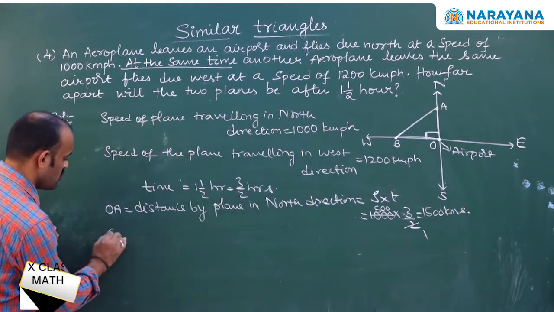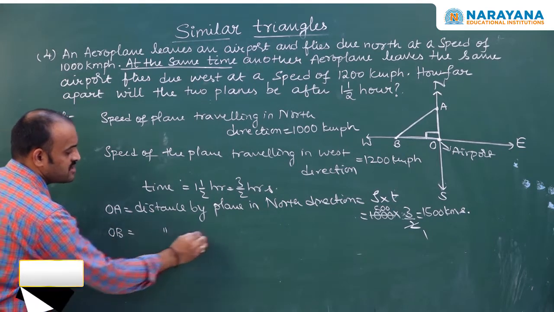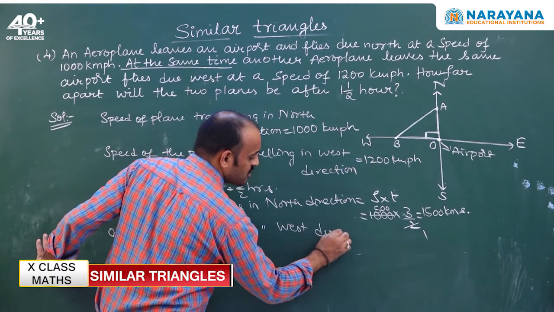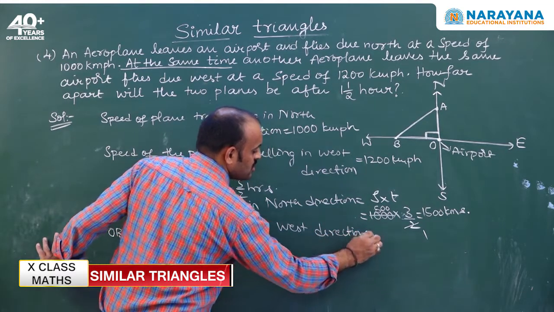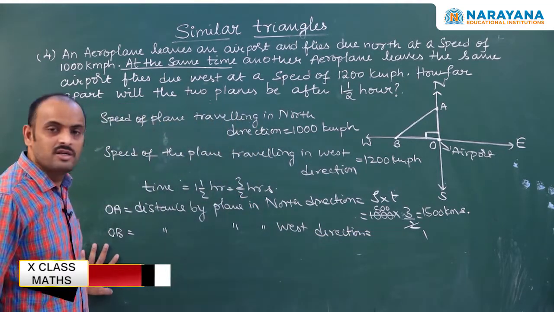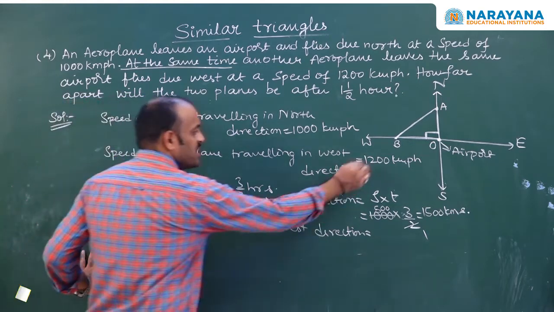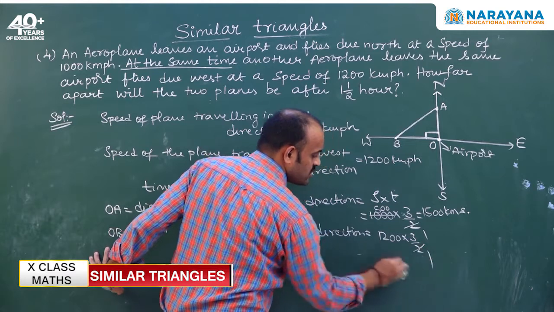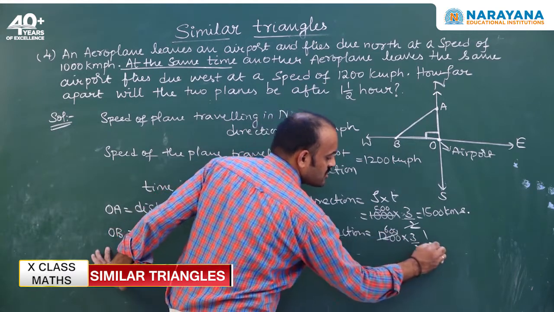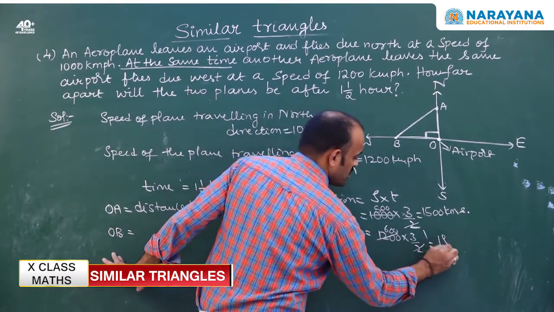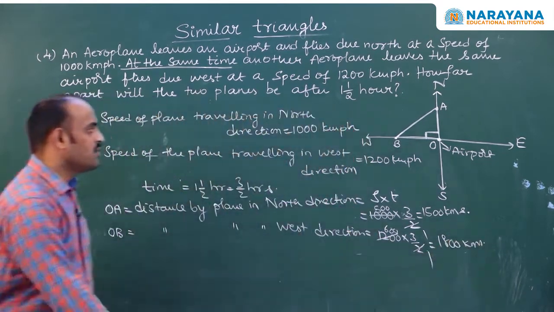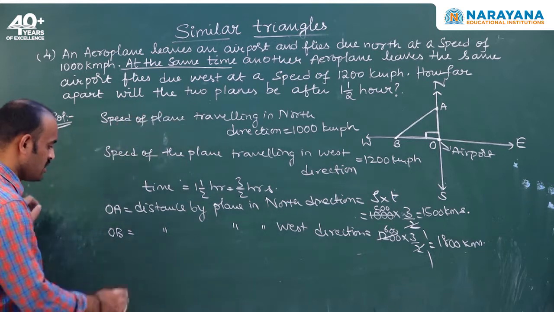The same way, OB is the distance by the plane in the west direction. So, what is the distance formula? Speed into time. Speed is 1200, time is 3/2. 2 ones, 2 600s. 600 into 3, 1800 kilometers. Now, we need to find AB.